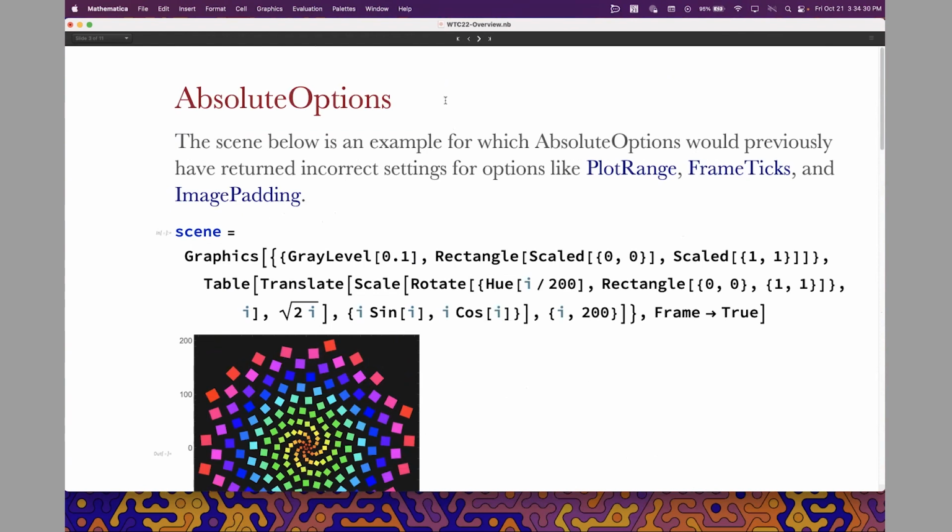That being said, it hasn't necessarily been implemented for every graphics option. We've started at the ones that are most important to us. In fact, the ones that I need most for implementing multi-panel plots. And so if you come across options where absolute options you feel isn't giving you the information that it should, please let us know, and we'll add it to the list for implementation.